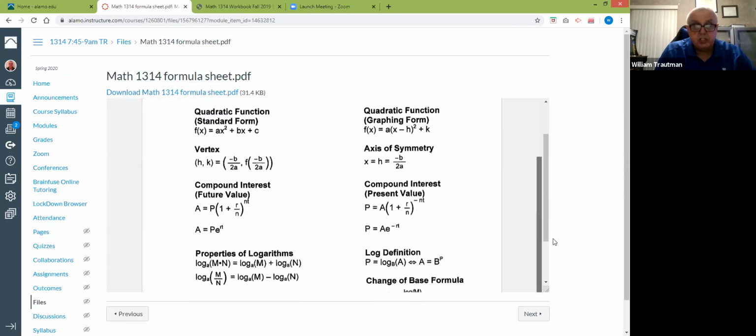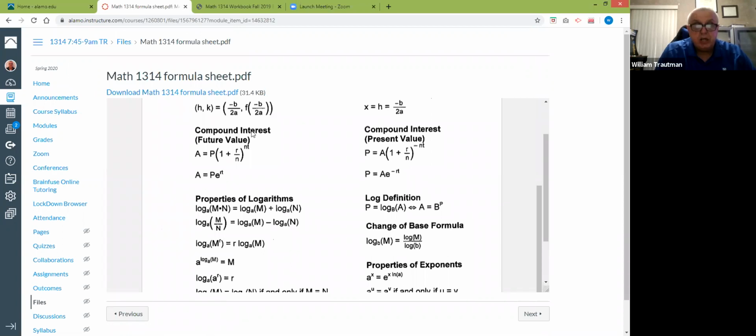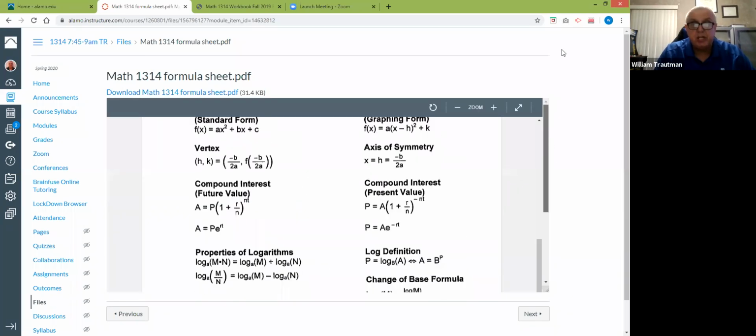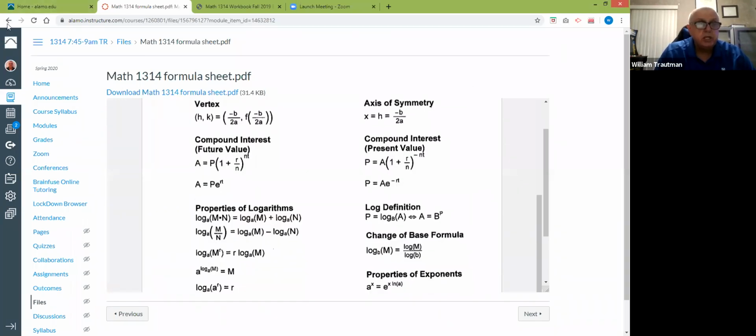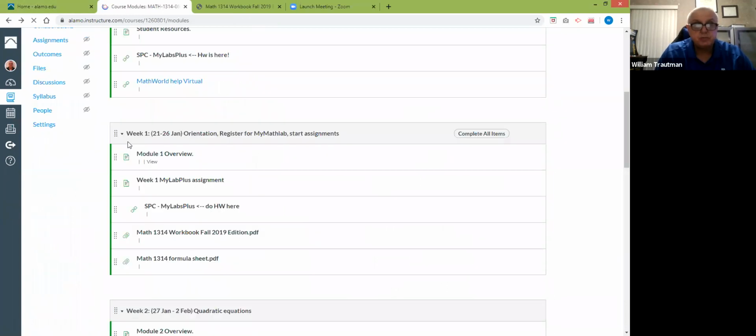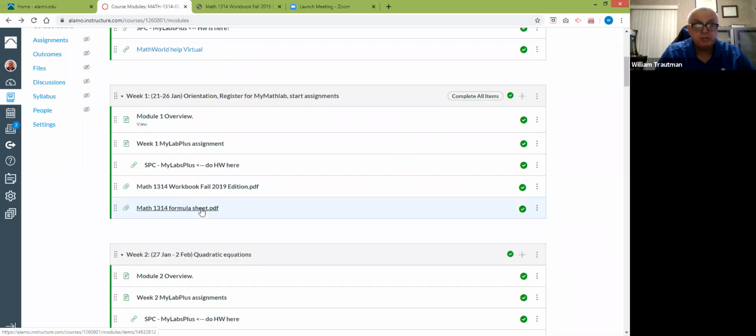We are going to be using the compound interest future value formulas, these two that start with A equals, and the compound interest present value, the two that start with P equals. So we're going to be using these formulas today. If you lost the formula sheet or don't have it, you can go to the week 1 module and print it out there, right down here, the formula sheet PDF. All right.